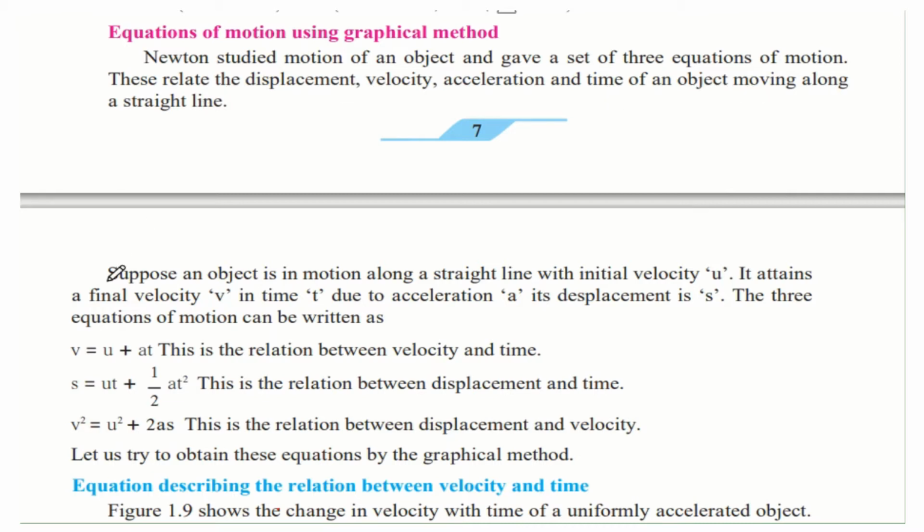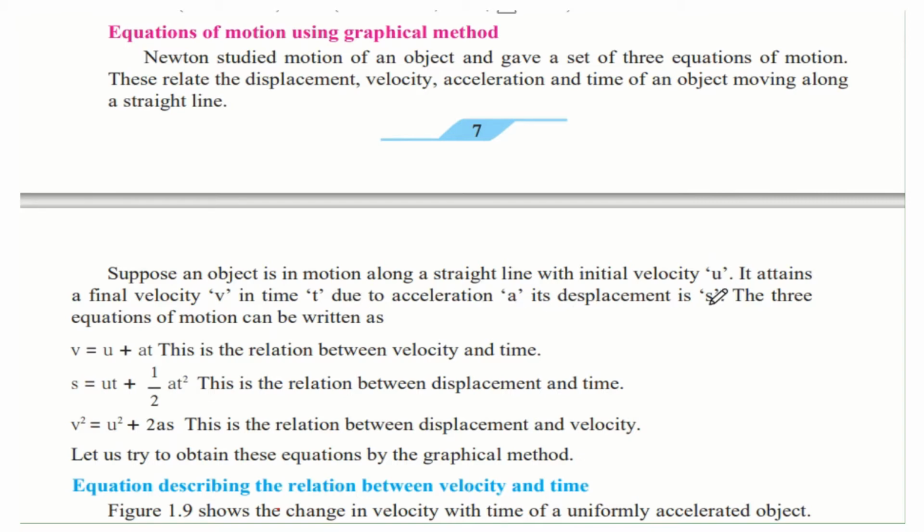Suppose an object is in motion along a straight line with initial velocity u. So initial velocity is taken as u. It attains final velocity v. Final velocity is v in time t due to acceleration a.